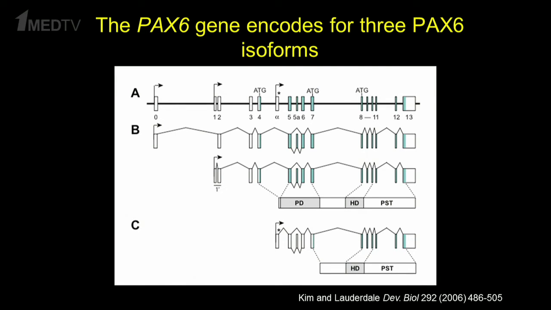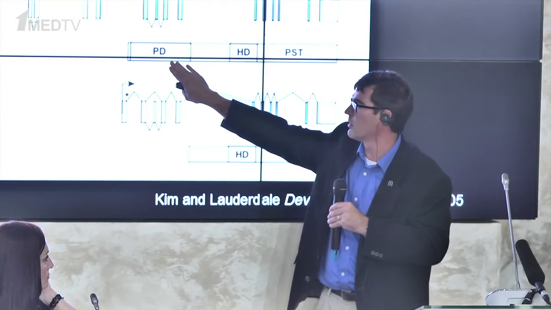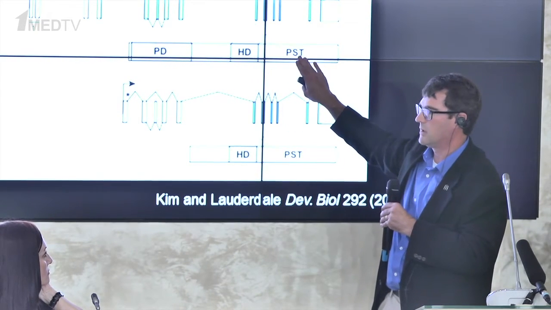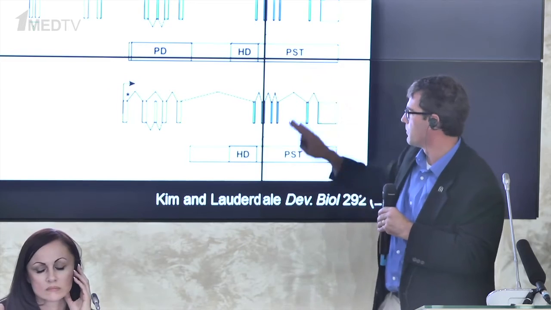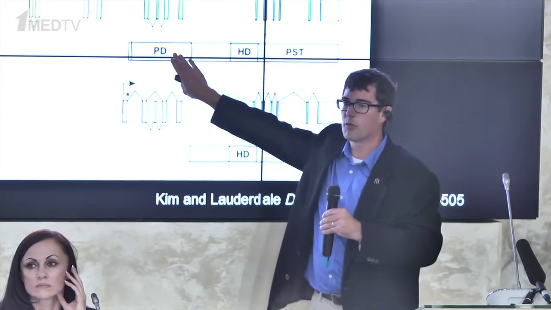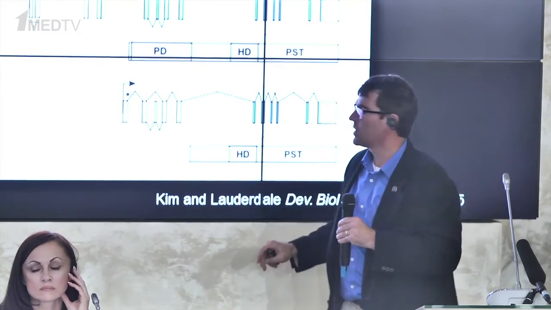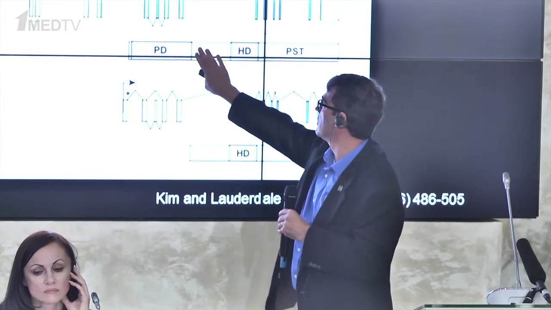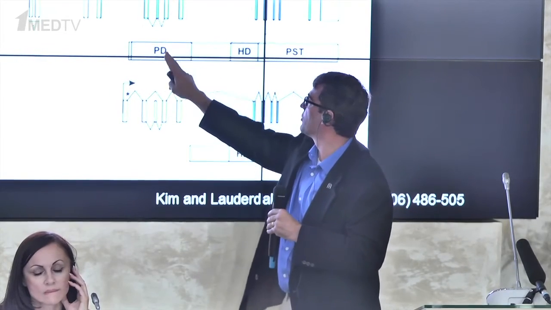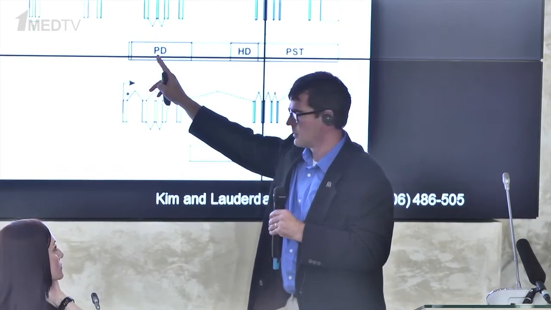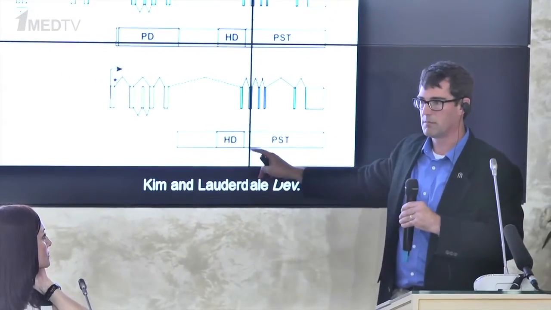So I've shown schematically the type of protein that we normally think about with PAX6. It has three domains that are very important. We call them PD, HD, and PST. This is the form of the protein that's made by most cells. Mutations, however, can affect this form of the protein, a form of the protein that has another piece here, as well as this protein.